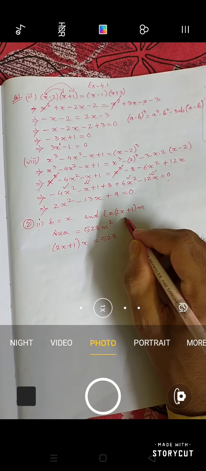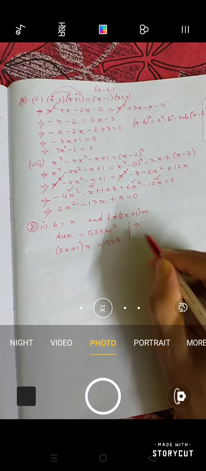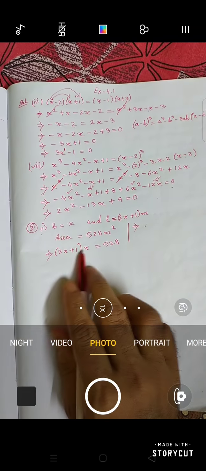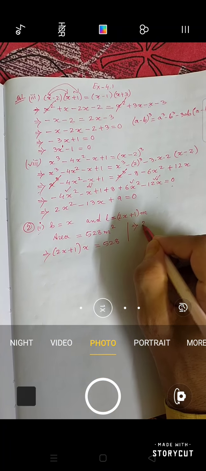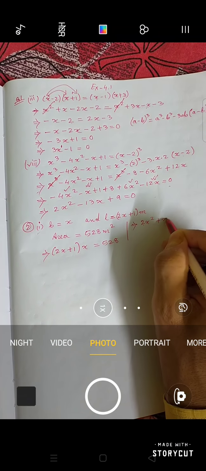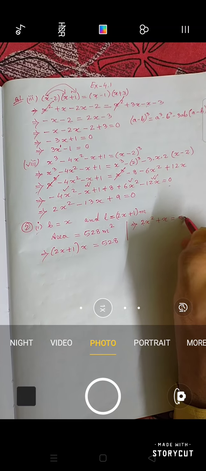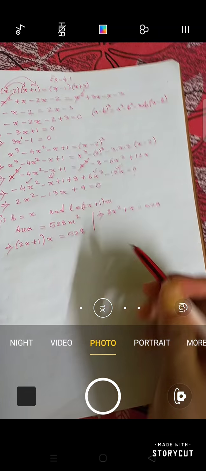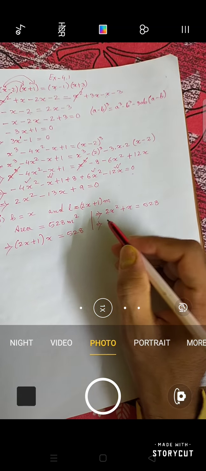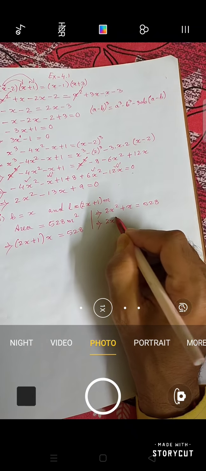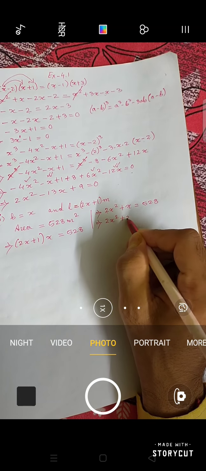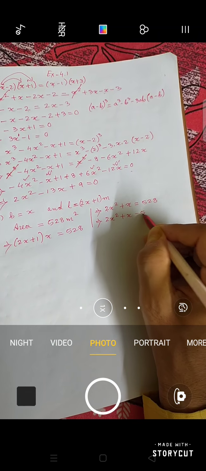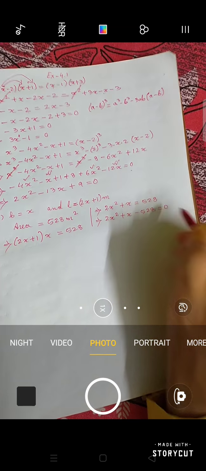I'm saving a little page. I'll write it here, but you have to write it in the next line. So this one will be multiplied by both. So we can write 2x square plus x equals 528. Now this 528 we will bring here, then only it will be a quadratic equation in standard form. So we have to write it in standard form, then only we will try to solve it. So minus 528 equals 0.